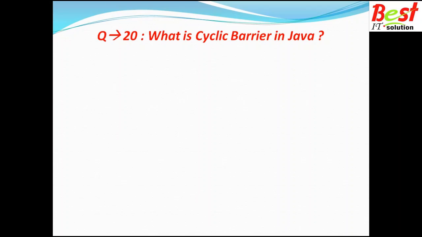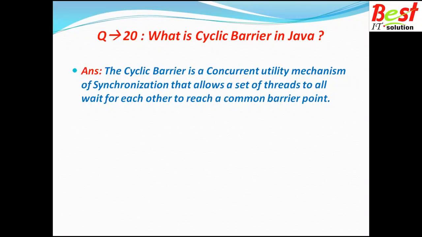Question number 20. What is cyclic barrier in Java? The cyclic barrier is a concurrent utility mechanism of synchronization that allows a set of threads to all wait for each other to reach a common barrier point. This question is mostly asked of experienced persons, those who have 7+ or 8+ years of experience.